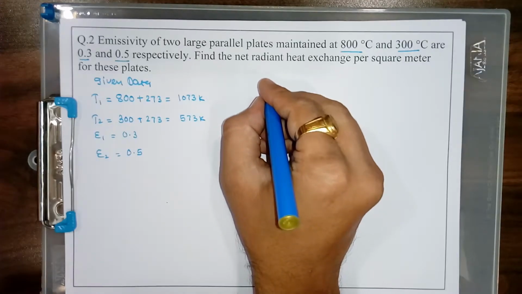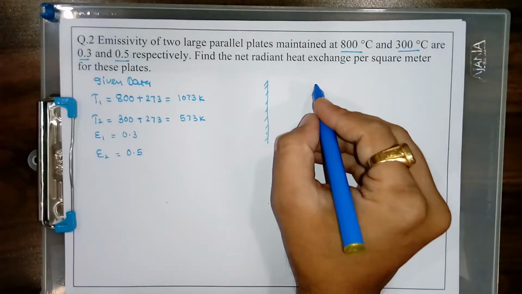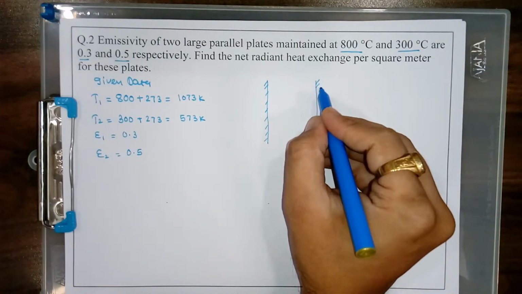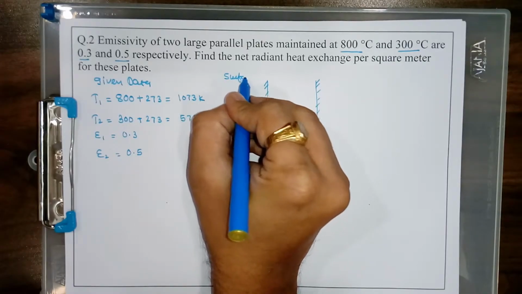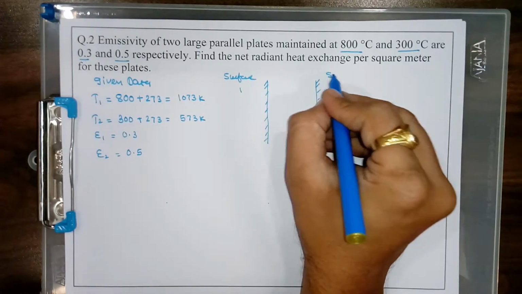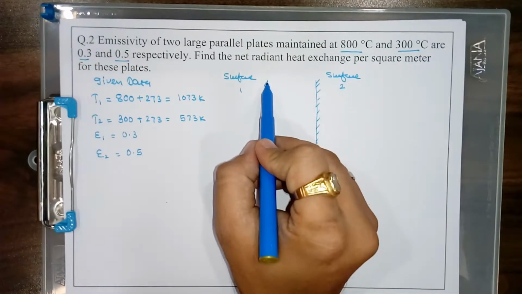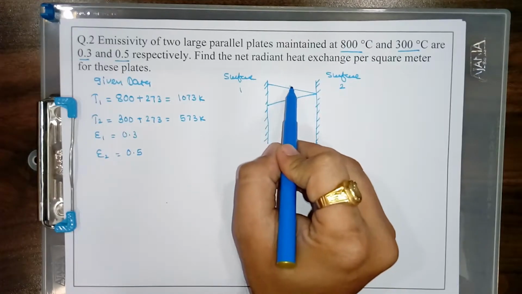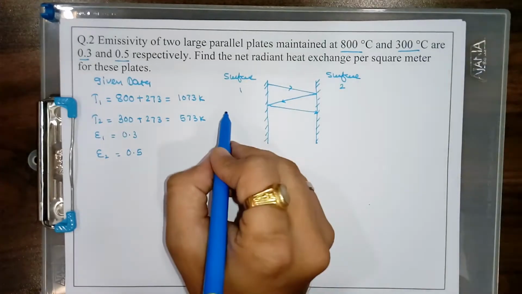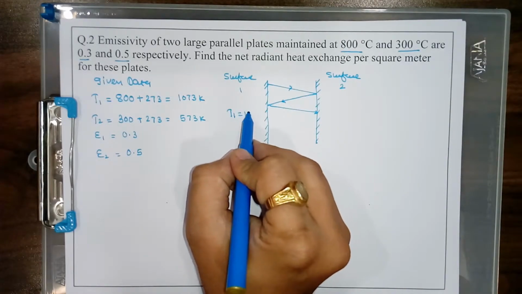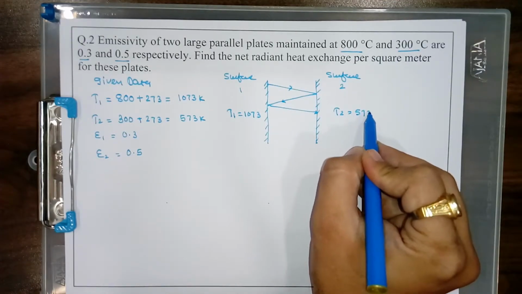Now we plot the situation. Surface 1 is given, surface 2 is given. This is surface 1, this is surface 2. The heat is exchanged from 1 to 2 in this way. Similarly, it is also emitted from 2. The temperature T1 is given, that is 1073. T2 is also given, that is 573.